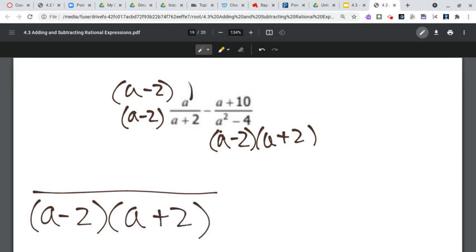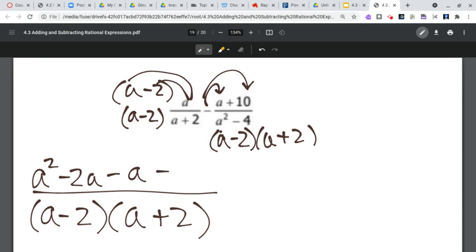At the top, I'm going to distribute here and here, which is going to give us a squared minus 2a. Then I have to be really careful. I have a minus sign. I need to distribute this negative here and here. You want to be cognizant of doing that, okay? Which gives us a negative a minus 10, which when we combine like terms gives us a squared minus 3a minus 10.